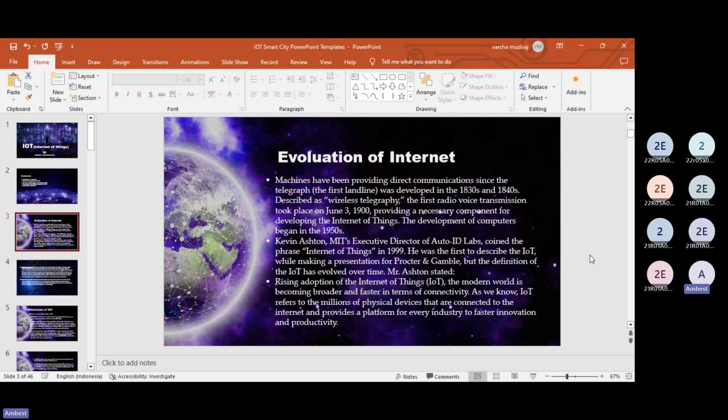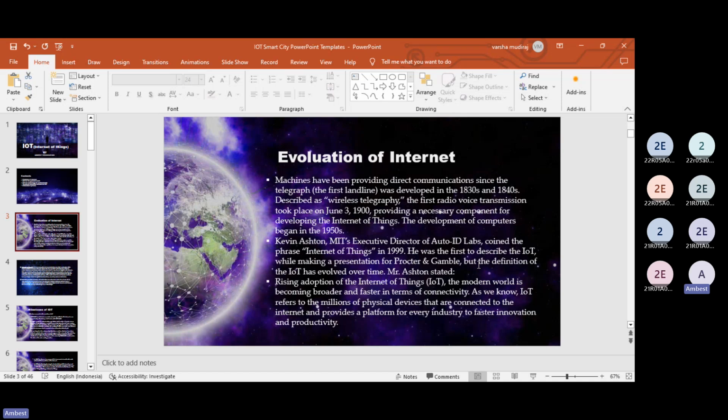first coined the term IoT, the Internet of Things. He described it while making a presentation for Procter and Gamble, which is a kind of good services, a product selling range itself. So yes, he had a definition of the Internet of Things at that time.